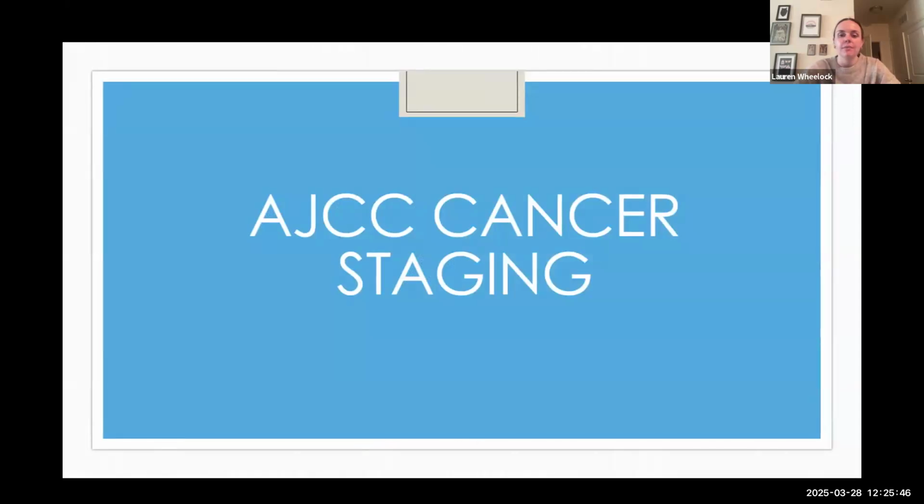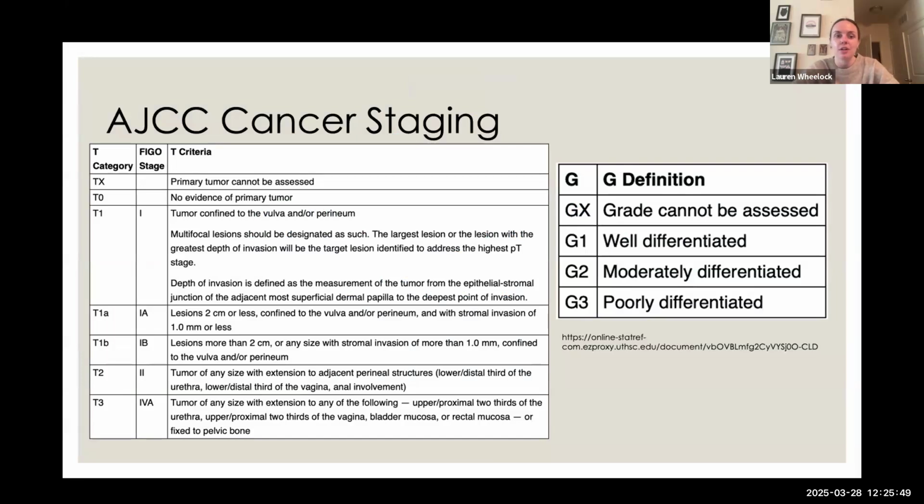So AJCC has a cancer staging manual for vulvar carcinoma, and of interest, there is no T4. It only goes to a T3, which I found very, very interesting. T1 is further divided into T1A and T1B. T1A is comprised of lesions that are 2 centimeters or less in greatest dimension that are confined to the vulva or the perineum and have a stromal invasion component of 1 millimeter or less. T1B accounts for lesions that measure greater than 2 centimeters and have a stromal invasive component of more than 1 millimeter, but T1B will still be confined to the vulva or perineum.